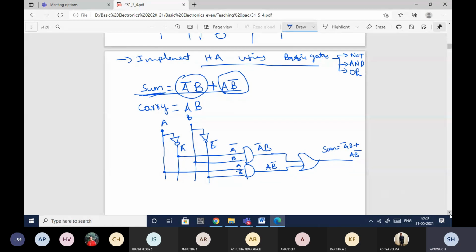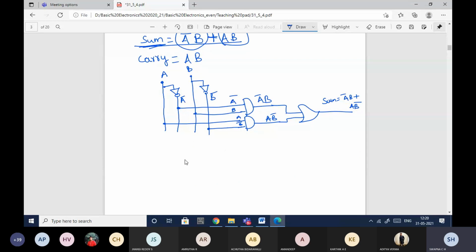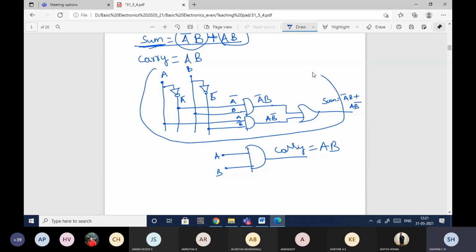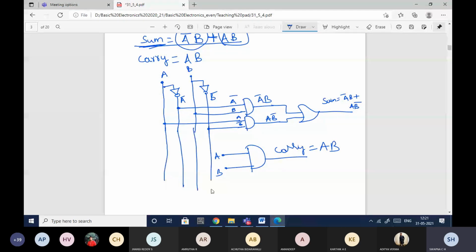In the same way, I need to get carry also. Carry is nothing but AB. Give A and B to the AND gate and I'll get carry, which is AB. But I cannot take it separately like this; I need to include it in this circuit. The reason is that when I'm adding A and B together, I get sum and carry together, so I will take from these lines only.